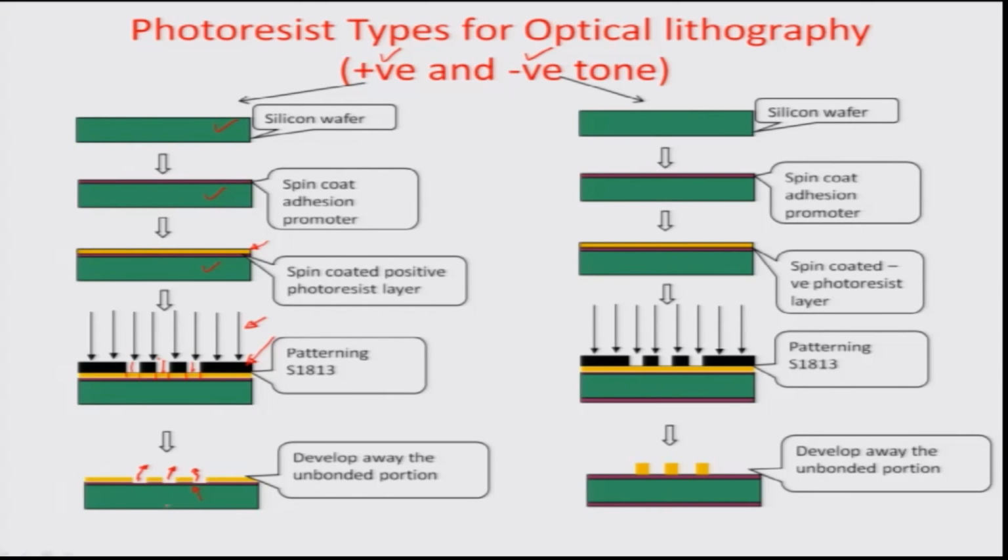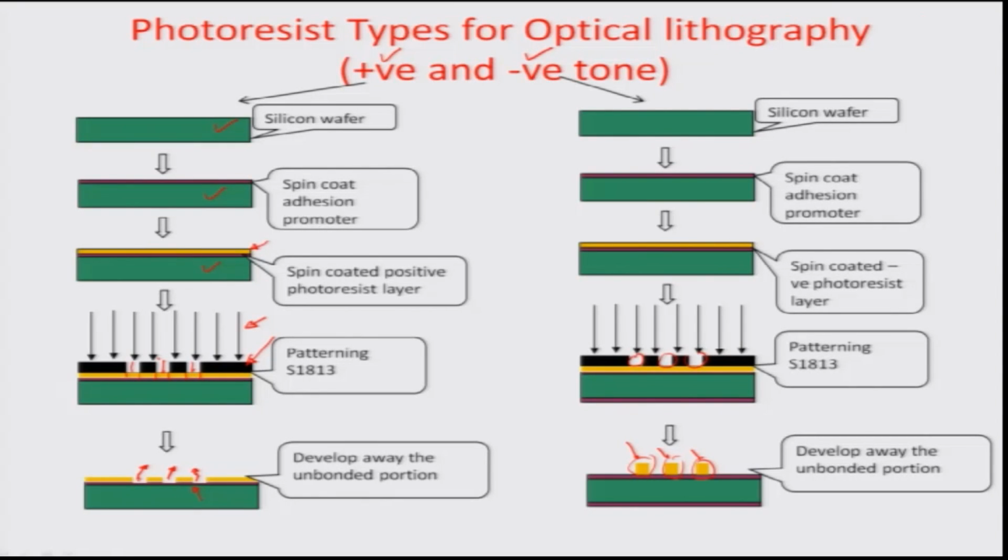The same process goes on for a negative tone, with the only difference that in the negative tone there is a cross bonding effect. So wherever there is exposure in these particular regions, as you can see, the resist stays back because the resist actually cross bonds. The remaining areas are dissolved away through a developing solution or developer solution. And so these are structures or features which are made because of cross bonding due to exposure. So this is how optical lithography is characterized.